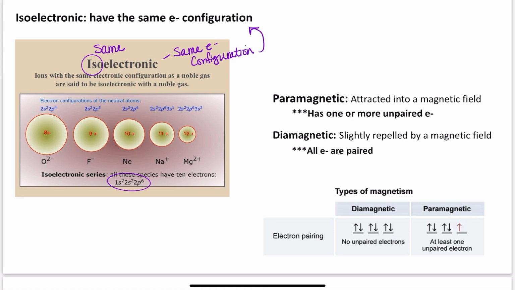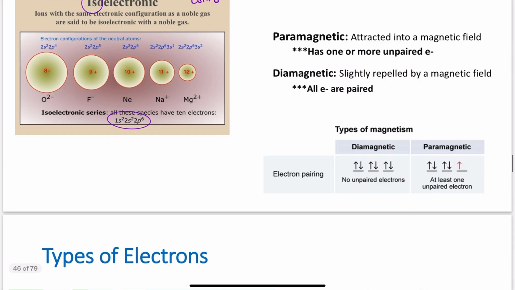So types of magnetism you can see here, a couple diagrams, diamagnetic and paramagnetic. Paramagnetic means at least one unpaired electron. As long as it has one, it is paramagnetic. One single electron unpaired, paramagnetic. Diamagnetic can have no unpaired electrons anywhere in its system.